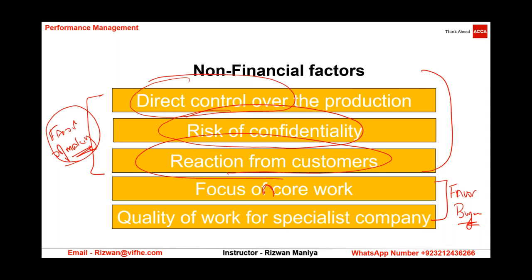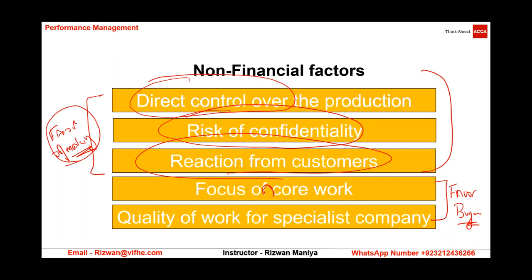So focus on non-core work means that if I'm a tutor, my core work is to teach. So if I spend a lot of time making the notes, I am wasting my time. So what I can do is outsource making notes to someone else, and by doing this, I can focus on my core work. So you can outsource your non-core activity to a third company, and you can focus on your core work. So this is the point in favor of buying.